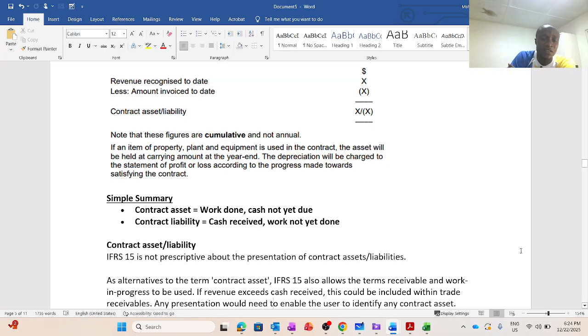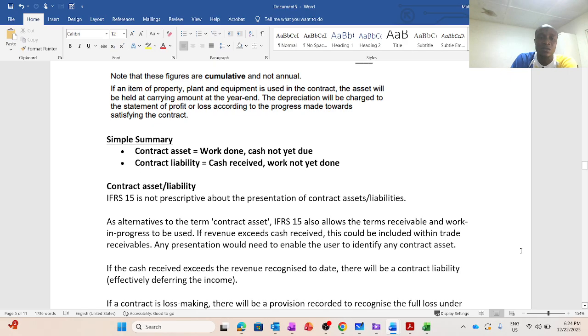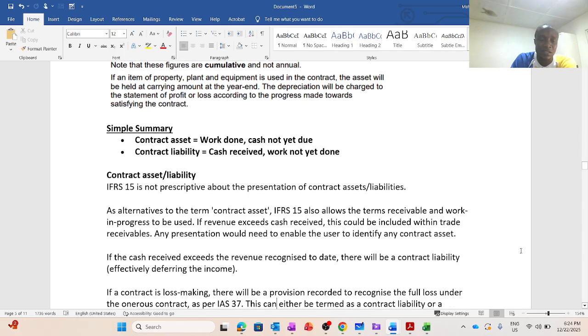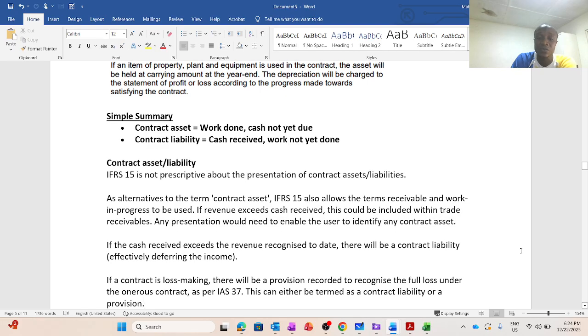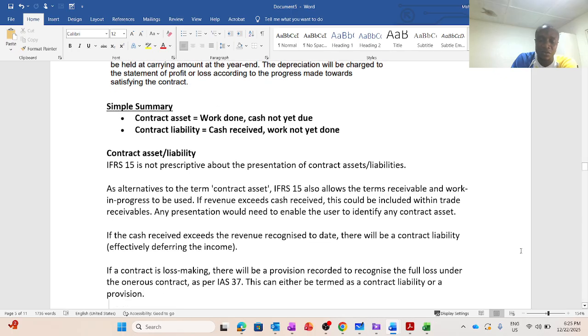IFRS 15 is not prescriptive about the presentation of contract asset or contract liability. As an alternative to the term contract asset, IFRS 15 also allows the terms receivable and work in progress to be used, whichever. If revenue exceeds cash received, which is a contract asset, this should be included within the trade receivables. Any presentation will need to enable users to identify any contract asset. If the cash received exceeds the revenue to date, which is the contract liability, effectively deferred income.